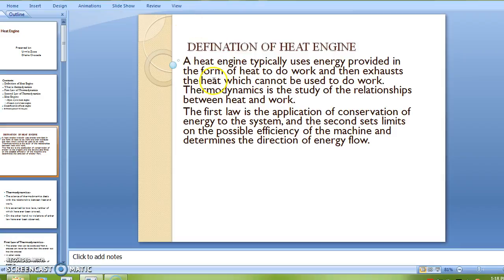Definition of heat engine. A heat engine typically uses energy provided in the form of heat to do work and then exhausts the heat which cannot be used to do the work. Thermodynamics is the study of relationships between heat and work. The first law is the application of conservation of energy to the system, and the second sets limits on the possible efficiency of the machine and determines the direction of energy flow.